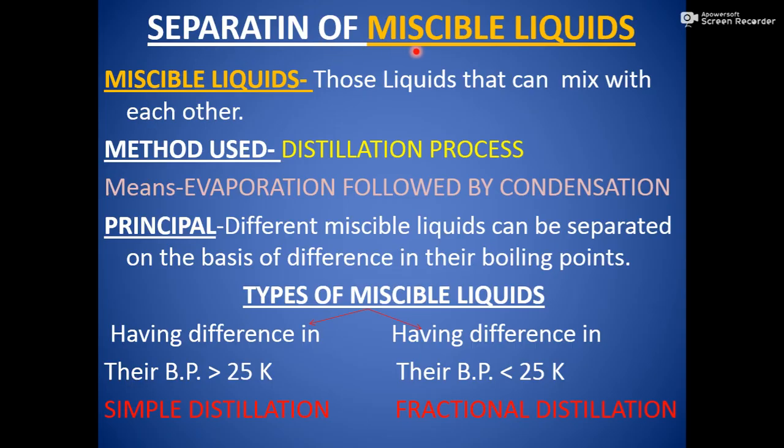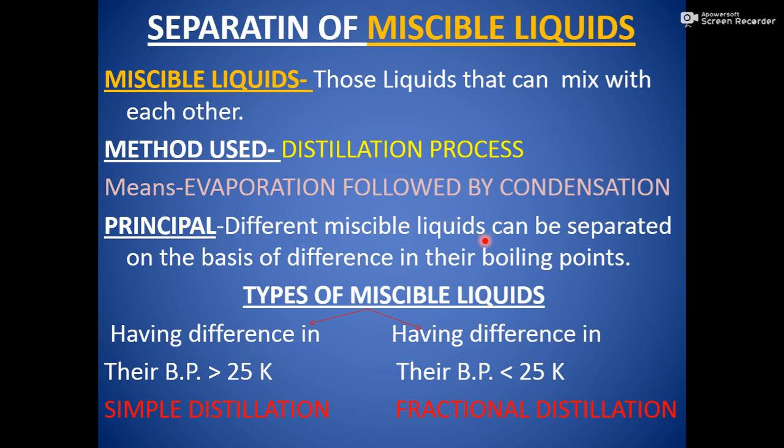Now, separation of miscible liquids. As we know, these liquids can easily mix with each other, so which method will we use? We will use the distillation process. What is the distillation process? It is evaporation followed by condensation. It means first we provide heat to the liquid so that it evaporates, and when the vapors form, they are allowed to condense, to cool down, and then we get the pure substance.